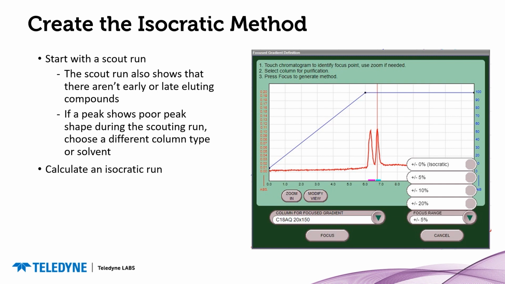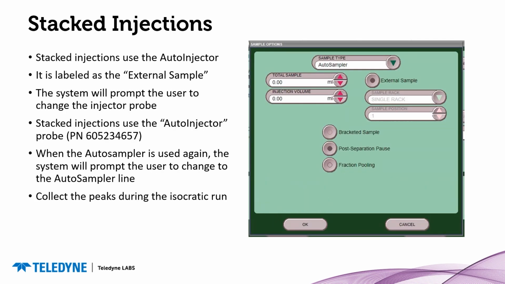Compounds eluting very early or late compared to the desired compounds will increase the cycle time or appear as ghost peaks that contaminate the purified compounds. The scouting runs can use any injection option available on the system. Stacked injections use the auto-injector, not the auto-sampler. The auto-sampler is disconnected and the auto-injector probe is connected to the injection valve. If a user has only an auto-injector, that probe is used.